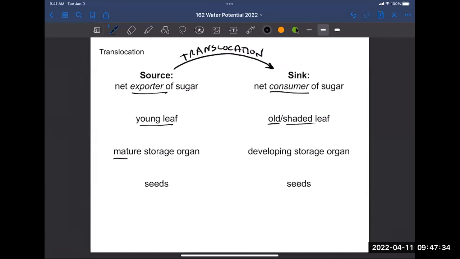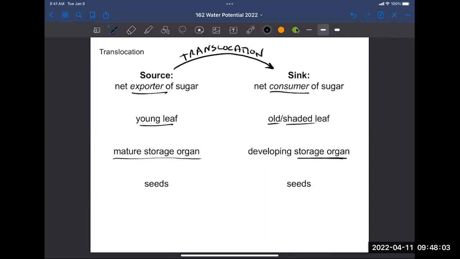A storage organ, like a tuber, when it's mature, could be a source. That's a place where the plant has stored up sugars, usually in the form of starch, and at some point that starch is going to be mobilized and exported to other parts of the plant. Whereas where that same storage organ is developing and growing, it might be accumulating sugars, right? It's going to be taking in sugars from leaves.